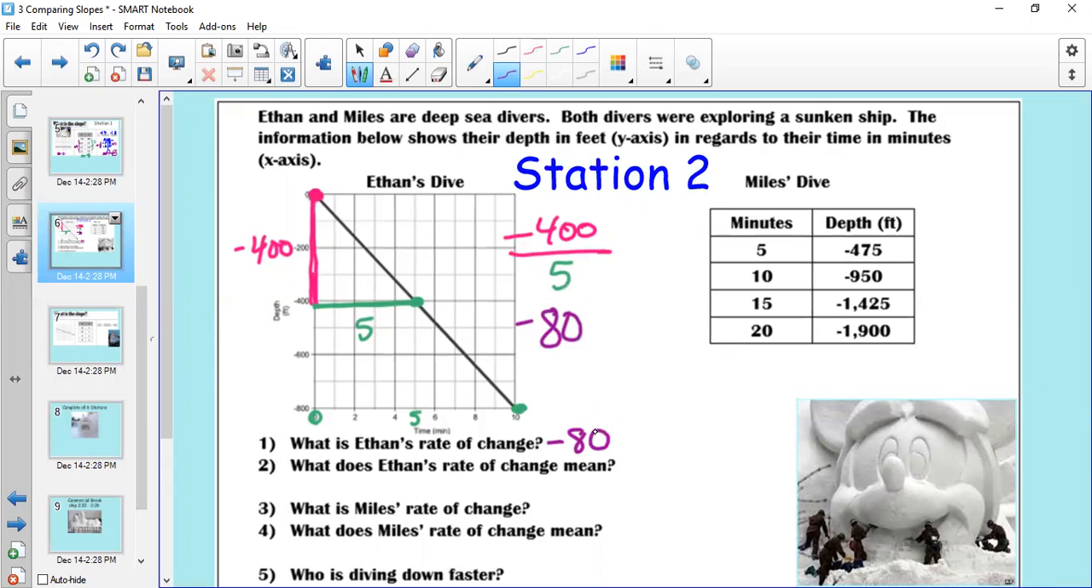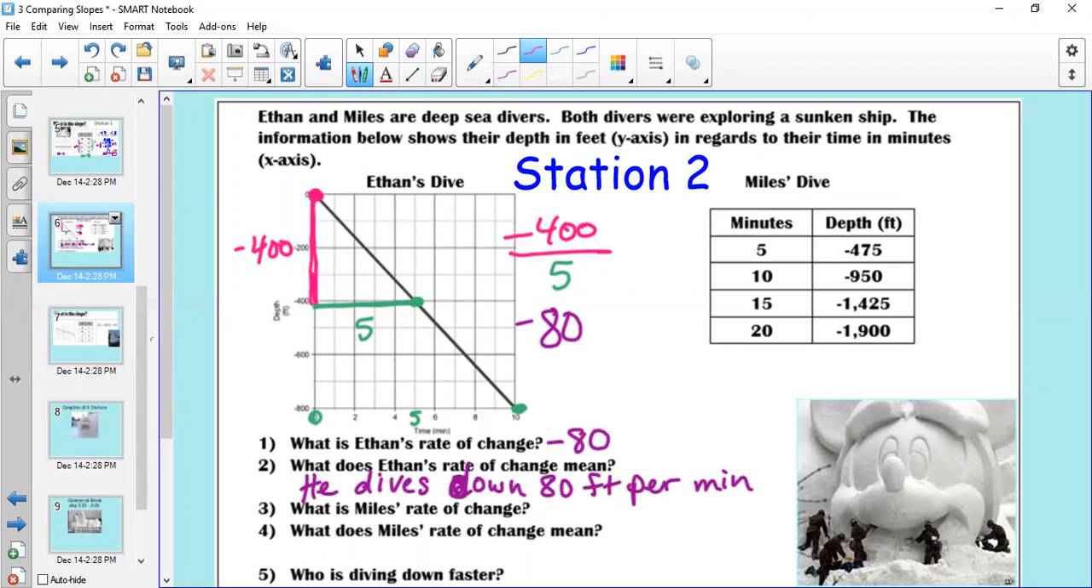Now, what does this mean in terms of real life? It means that Ethan dives down 80 feet per minute. So a lot of times we won't say negative 80 feet. We'll say he dives down negative 80 or dives down 80 feet per minute. Okay, let's do Miles now.